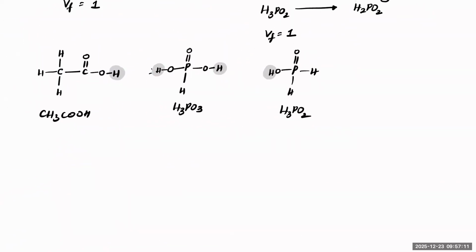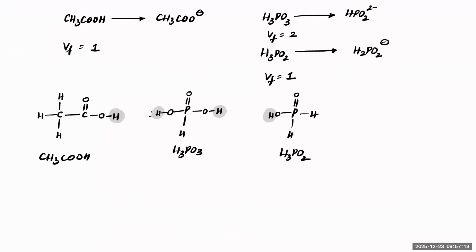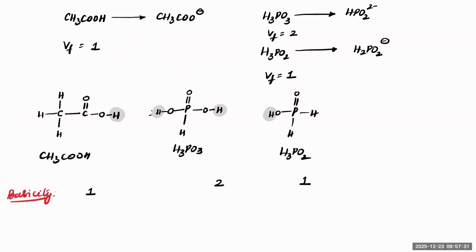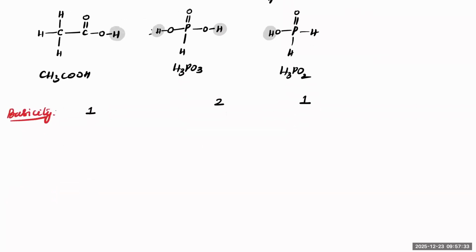So from here, based on these structures, you can clearly make out their basicity. If I ask you the basicity of these cases, it is clear that the basicity in this is 1, here it is 2, here it is 1. This is what I meant by basicity.